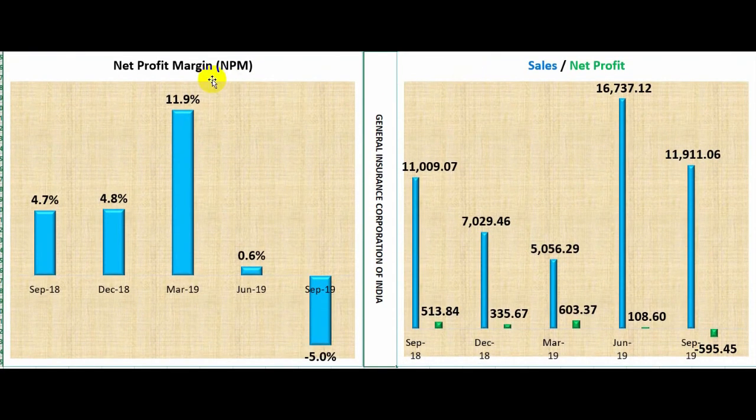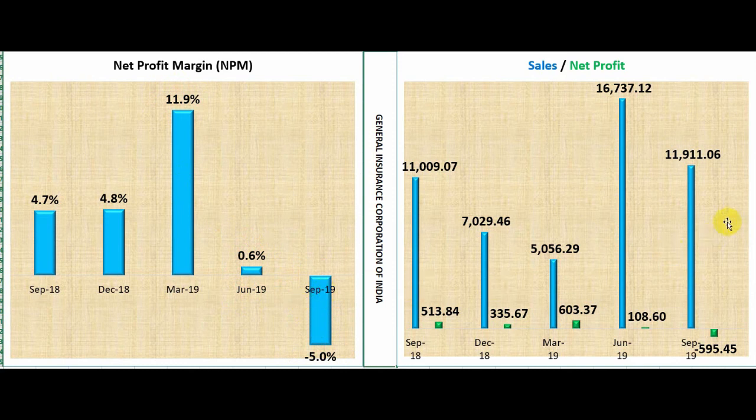Let's look at the net profit margin in terms of quarterly analysis. In September, the NPM was at around 4.7%. In March 19, we saw a good increase in the NPM, to 11.9%. But in June, the net profit margin declined to 0.6. And in the September quarter, we see a net loss margin. That is, the company has suffered losses of around 5% on its sales in the September quarter.